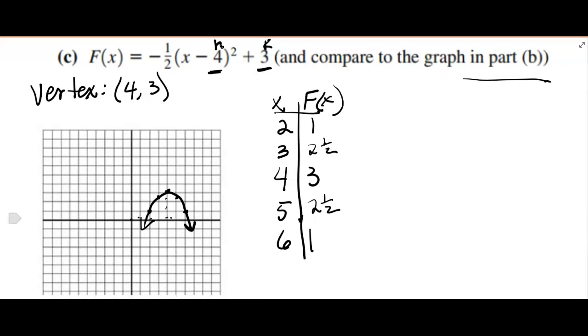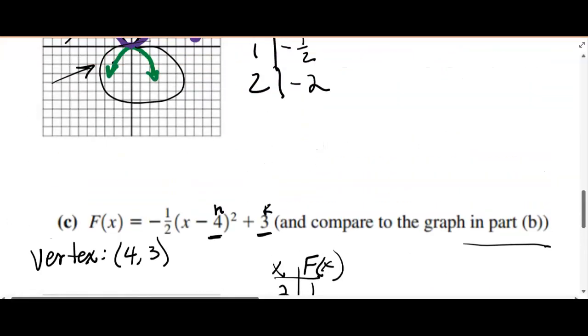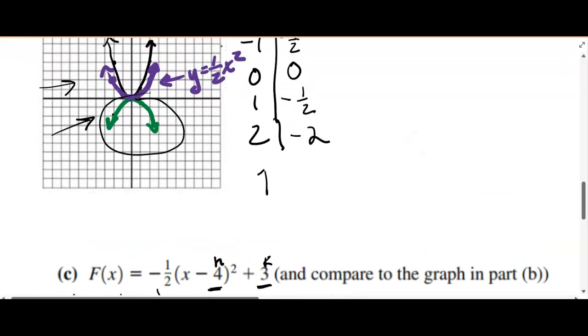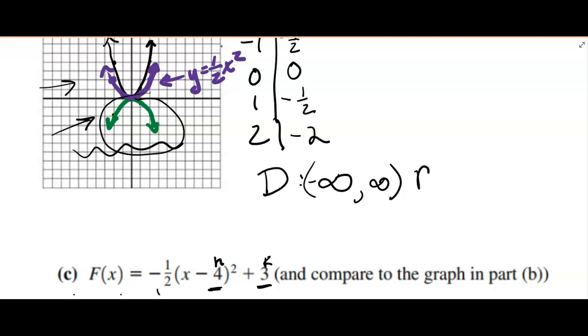I forgot to do the domain, so let's do the domain. Let's go back here and do the domain. The domain for the green one, we're looking at the green one. Domain is all real numbers. Whoops, negative infinity to infinity. And the range, now the range this time is going from negative infinity up to 0. It's going from the lowest on up. Okay, and that's the range.